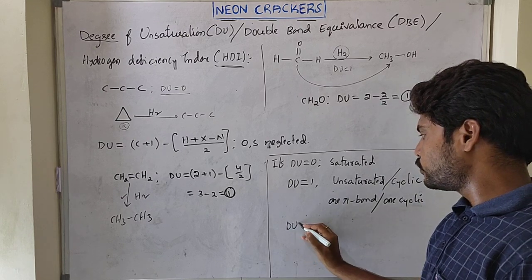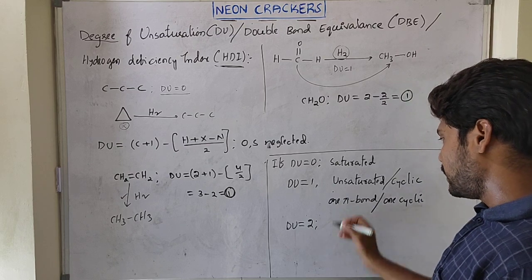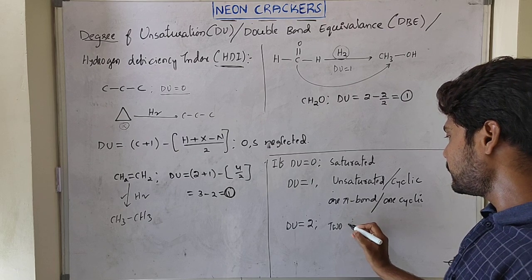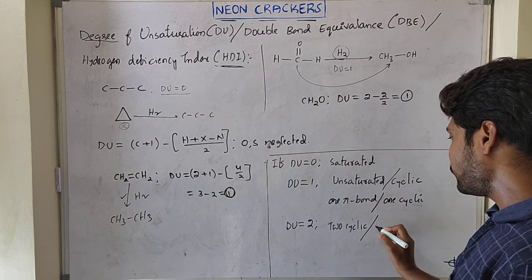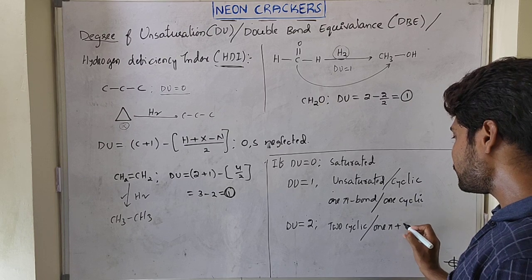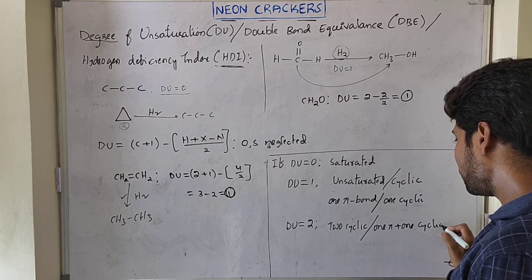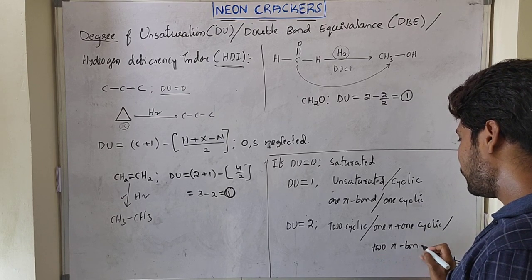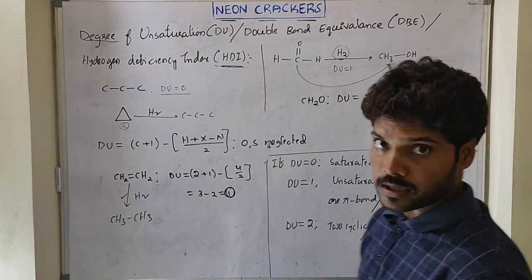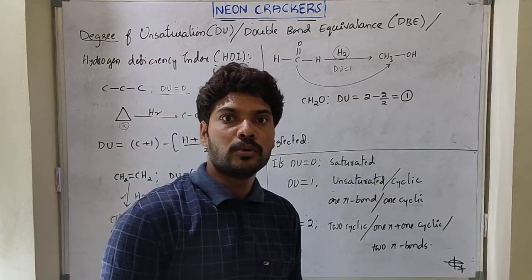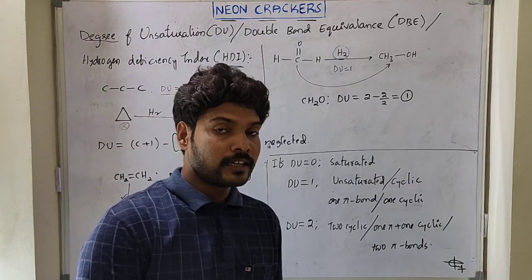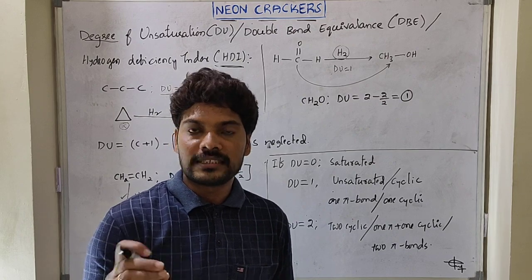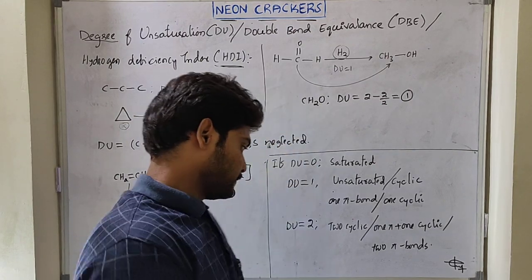If DU equals 2, of course it is an unsaturated compound, but how to find? Either two cyclic compounds are there, or one pi bond plus one cyclic, or two pi bonds are there. Either it is a double bond or a triple bond, we don't know that. Conjugated double bond, cumulative double bond, isolated double bond, or only one triple bond is present. We don't know, but it indicates a total unsaturated product.